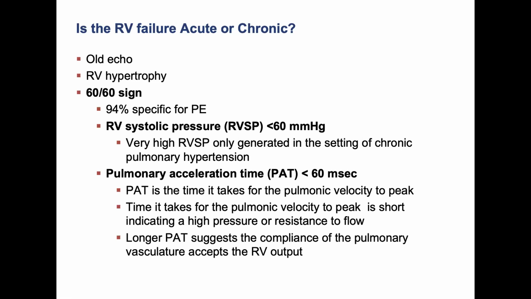Pulmonary acceleration time, this is the time it takes for the pulmonary velocity to peak. And the thought is that if the time it takes for it to peak is short, this indicates a high pressure or resistance to flow. And so if that pulmonary vasculature is not used to these high pressures, it's not going to accept them and it's going to peak very quickly. But if you have a longer pulmonary acceleration time, that's going to suggest that the pulmonary vasculature are rather compliant and they're accepting this greater right ventricular output.